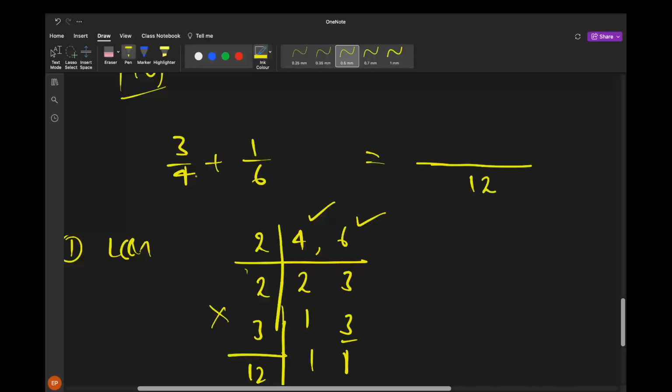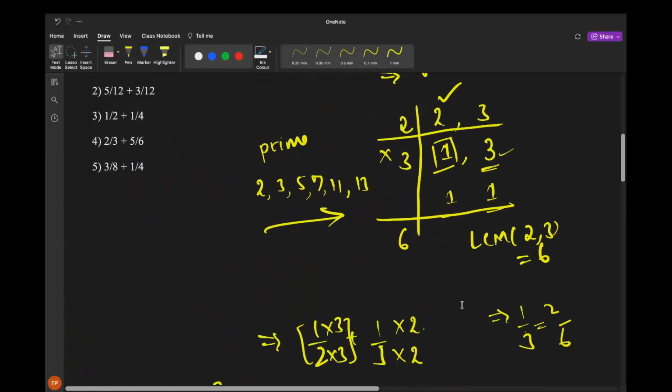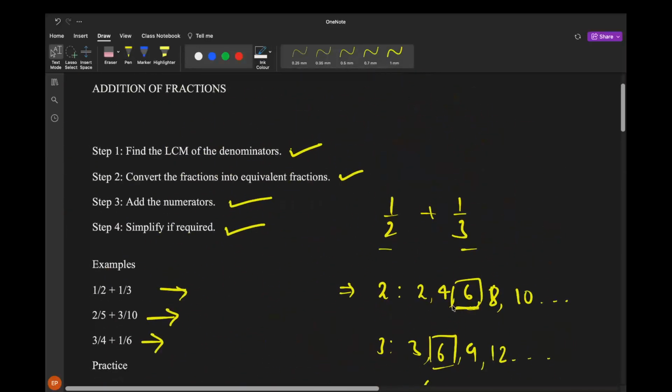To make it 12, how much do I have to multiply? 4 3s are 12, 6 2s are 12. So multiply the same number in the numerator also. 3 3s gives 9, 1 2s gives 2. So 9 plus 2 is 11 by 12. So the answer is 11 by 12.